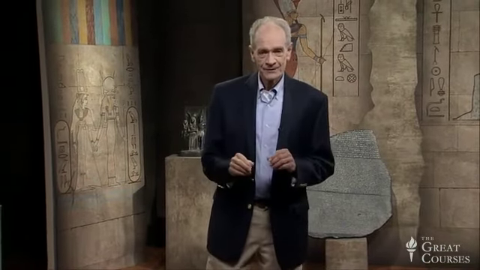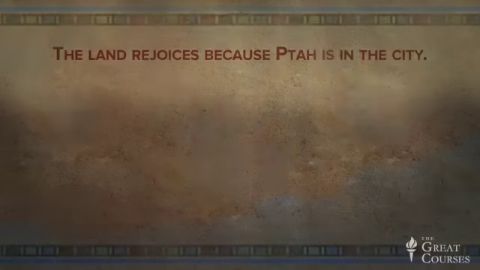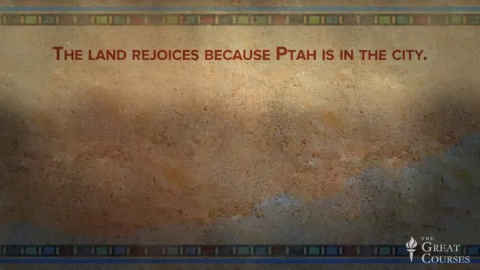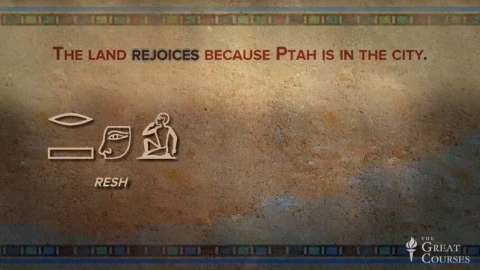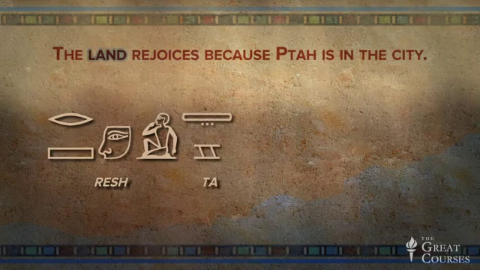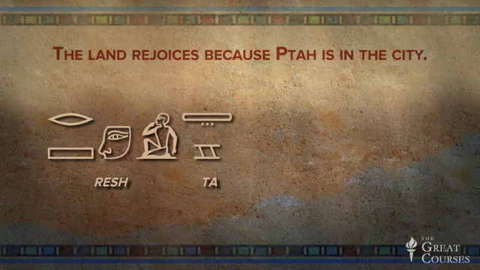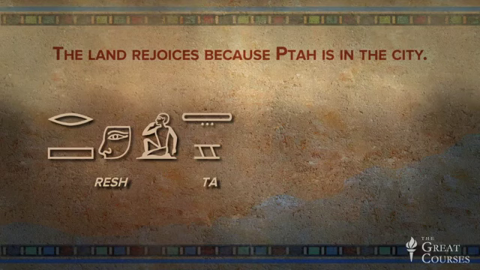Our last sentence is another one with rejoice in it, and it too is a compound sentence. The land rejoices because Ptah is in the city. Again, we start with our verb resh, rejoice. Add the word for land, ta. It's an ideogram, but no stroke. Remember, be flexible. They wrote it all kinds of ways. There's no word for because, so it's understood.